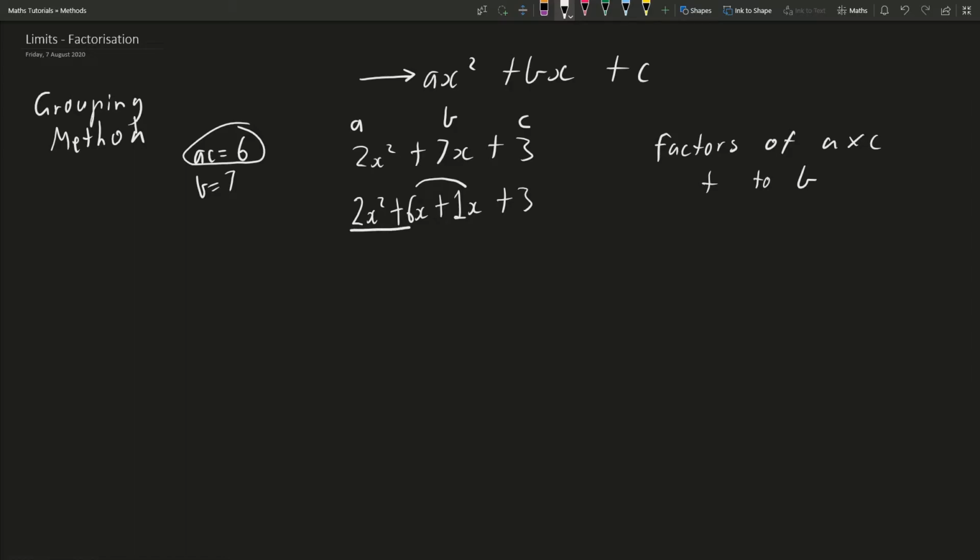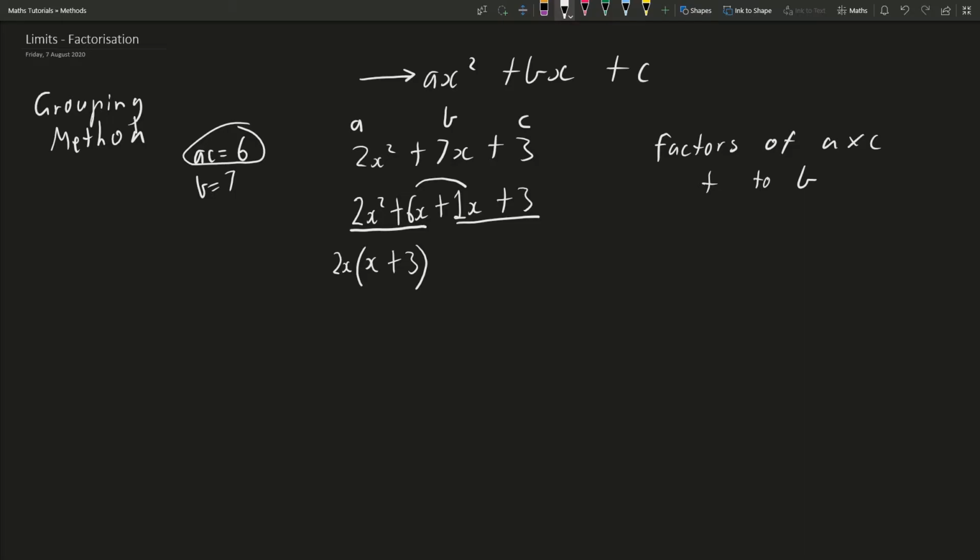We then need to split this equation into two halves. So let's consider this as one half and this as the other half. And we use the common factor method to simplify these sides down. So the highest common factor of 2x squared and 6x is 2x. So move that to the front and simplify this. So 2x multiplied by what equals 2x squared? That's x, and 2x multiplied by what equals 6x, and that is 3.